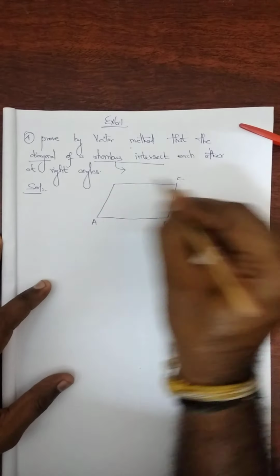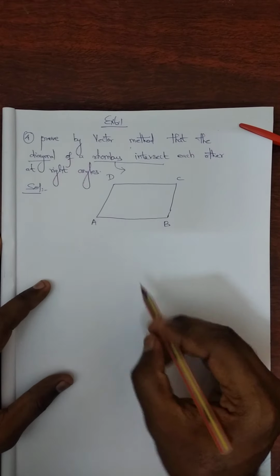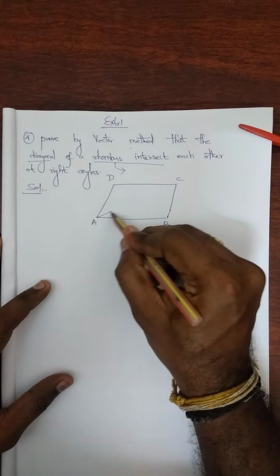So, first we need to draw the rhombus ABCD. We will introduce a rhombus, nothing but ABCD. So, this is a rhombus. We introduce a rhombus diagram. We will name it as ABCD. This is A, this is B, this is C, and this is D. So, we will draw one diagonal because they are speaking about a diagonal.